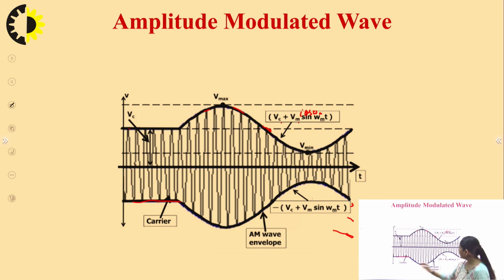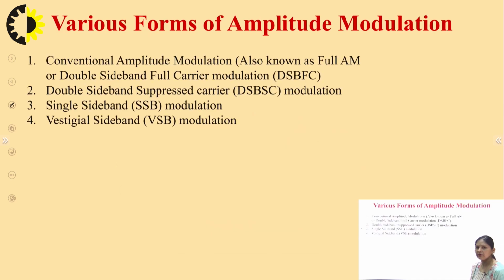So this is the carrier, and in the lower trough, this is plus 1, this will be minus Vc plus Vm sin omega mt. In this part will be the maximum Vm, and this one is the minimum part Vm. This is the minimum part. Okay, so this is the amplitude modulated waveform.